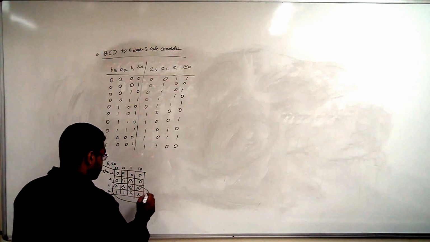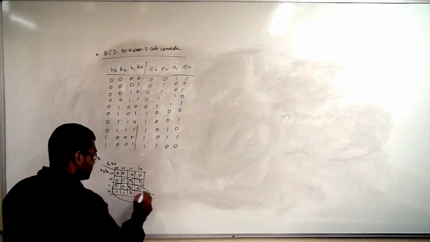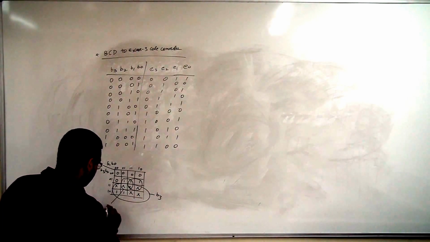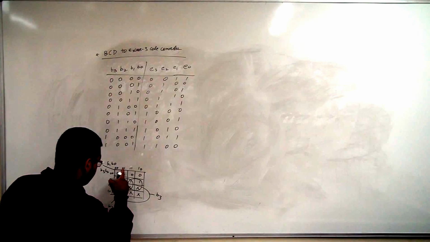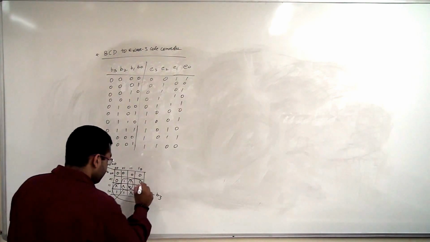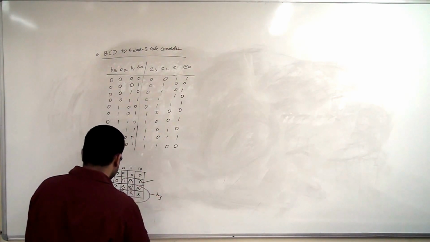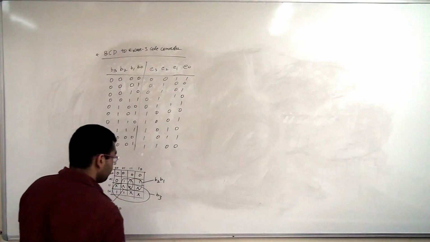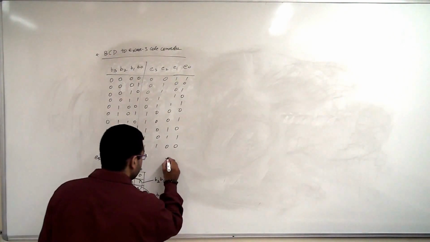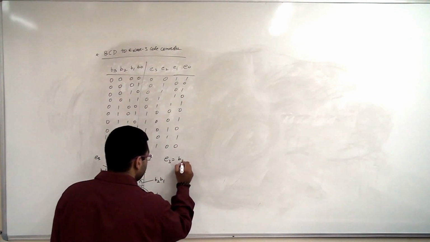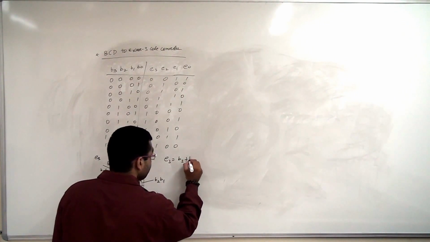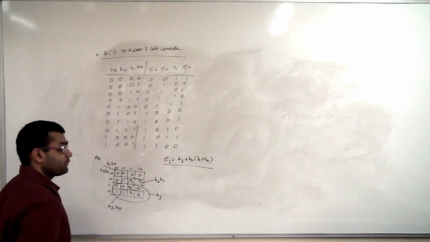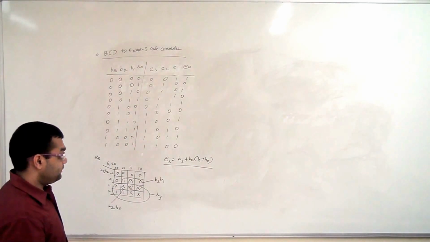So what I get as answer from this pair, I get the value as B3. From this pair I get the value as B2, B0. From this pair I get the value as B2, B1. So our E3 is same as B3 plus B2 into B1 plus B0. This is what I get as the expression of E3.